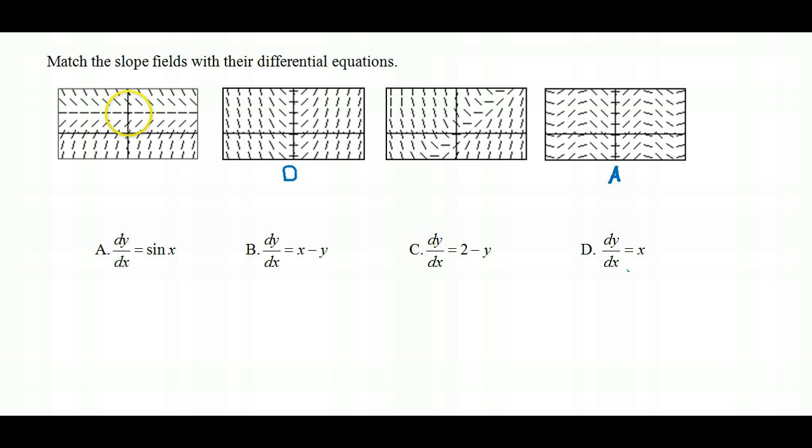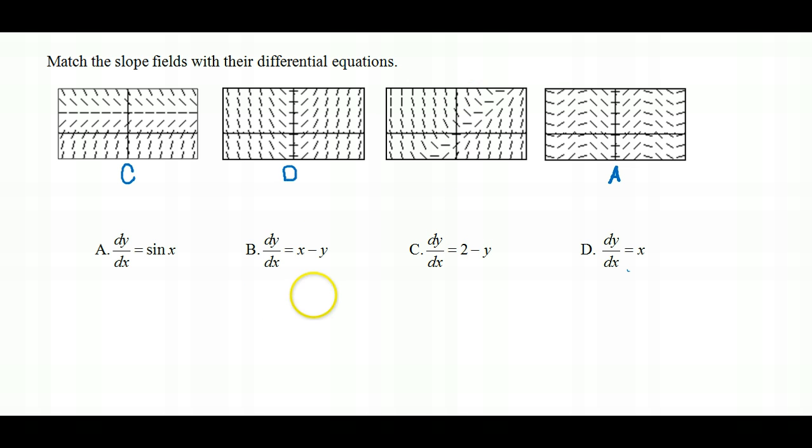So if I just pick a particular one, probably this line that has all horizontal slopes, this point right here is going to be the point 0, 2. So if I plug the y value of 2 in, because it only depends on the y value, I'm going to get 2 minus 2, which gives me a slope 0. So I know that this slope field does match the differential equation 2 minus y.